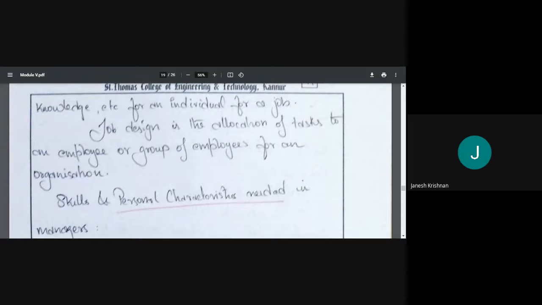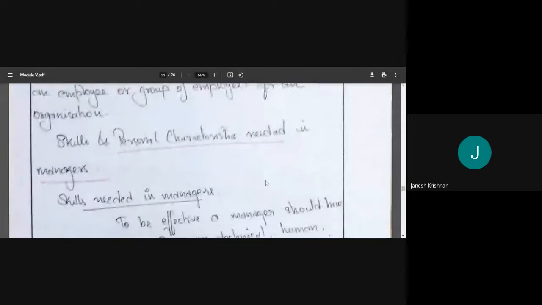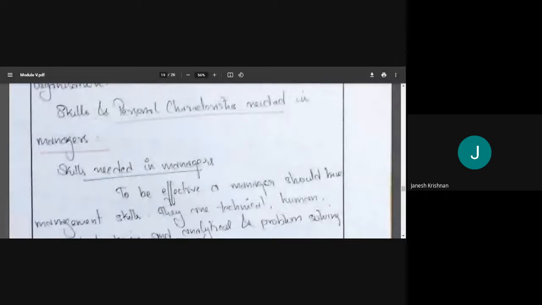Now, what are the skills and personal characteristics needed in a manager? Don't get confused. The question will be either skills or personal characteristics. Sometimes the question may come as skills and personal characteristics, but don't get confused in what you write. Skills are different, personal characteristics are different. They might sound similar, but they should be written separately.